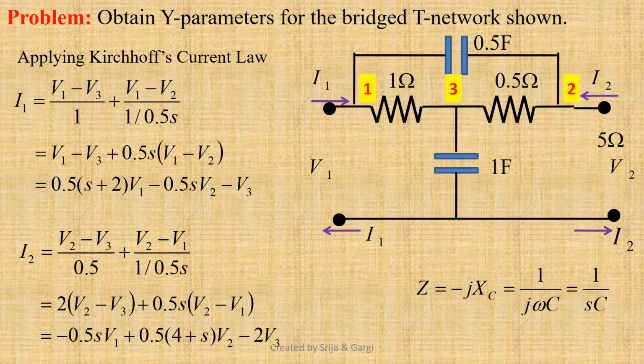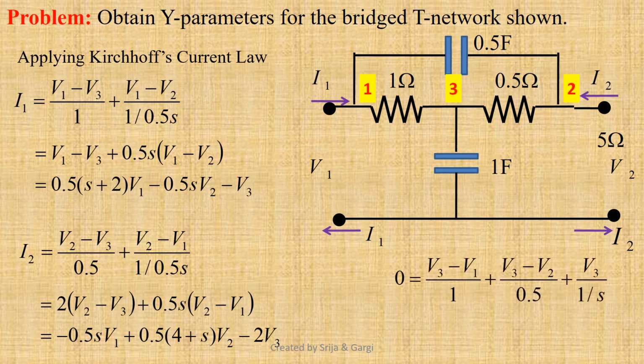Applying Kirchhoff's current law at node 3, we get 0 equals to (V3 minus V1) by 1 plus (V3 minus V2) by 0.5 plus V3 by (1 by S). Simplifying, we get V3 equals to (V1 plus 2V2) divided by (S plus 3).